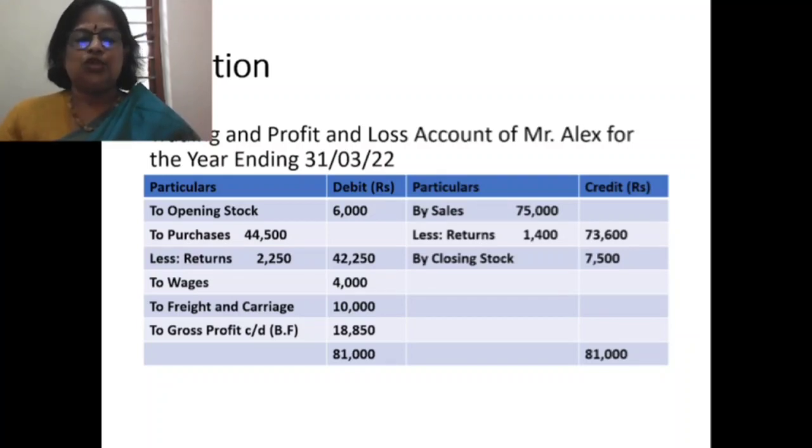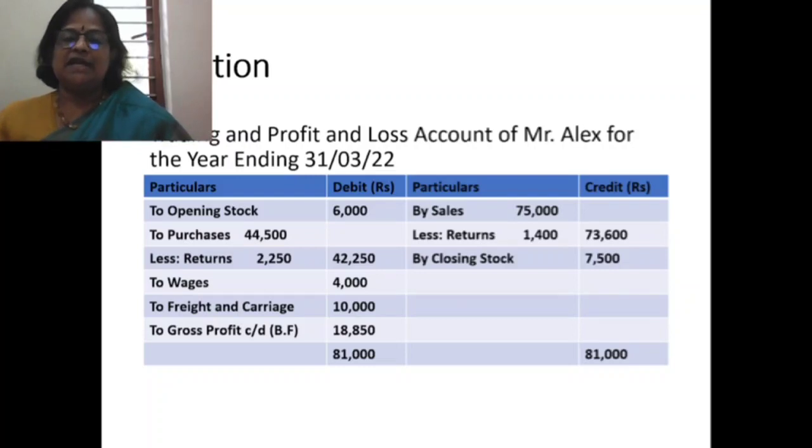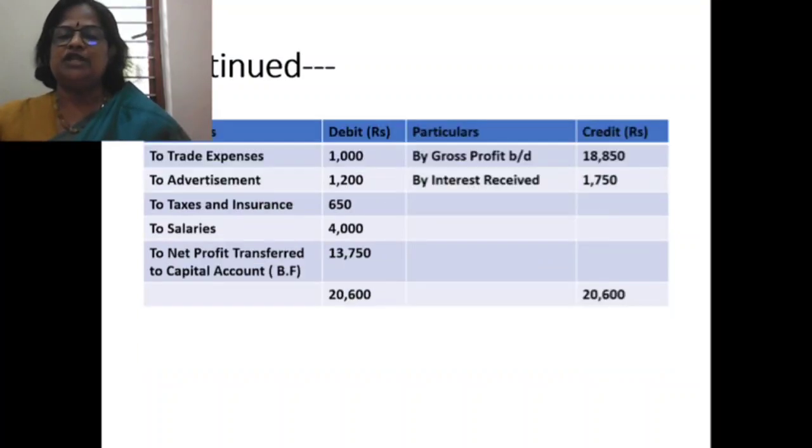To wages 4,000. To freight and carriage, which is a direct expense, 10,000. Now by sales, credit side 75,000 less sales returns 1,400. Total is 73,600. By closing stock 7,500. Now you have to see which side is higher. Credit side is higher, 81,000. So you see the difference, 18,850 you will get, that is in the debit side. That means it's gross profit, that is the balancing figure. This we will transfer to profit and loss account.